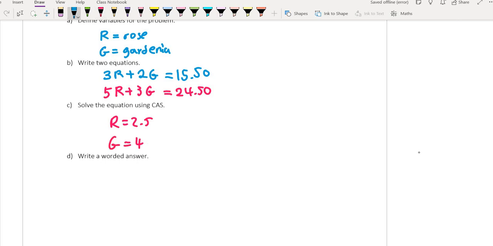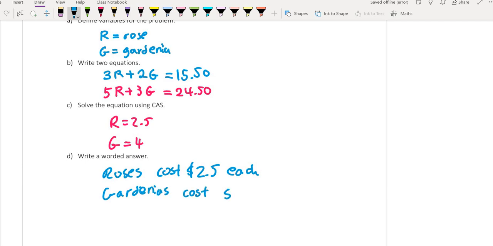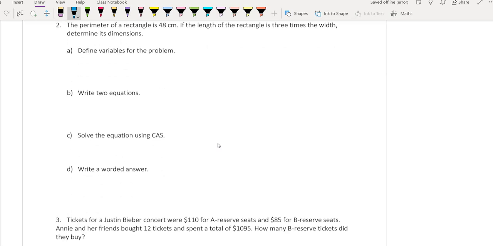And then you can write a worded answer. Roses cost $2.50 each, gardenias cost $4 each, and that's your answer.